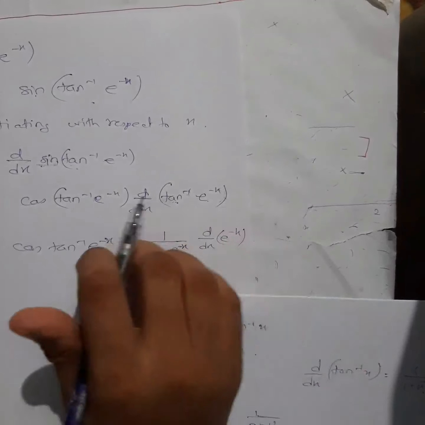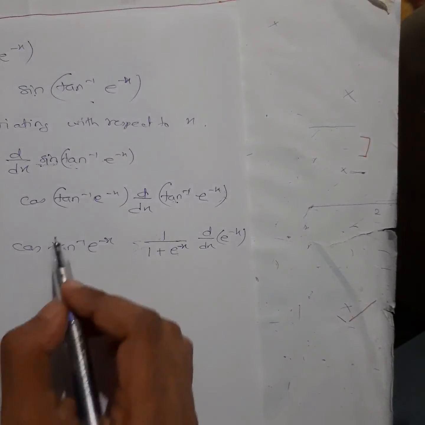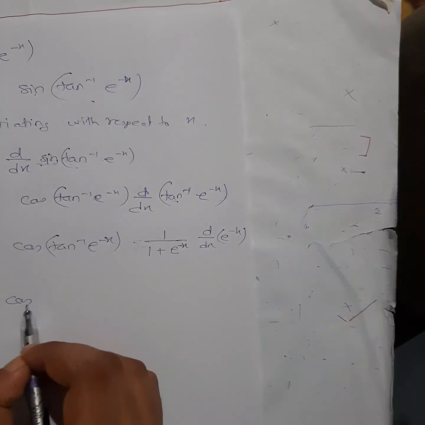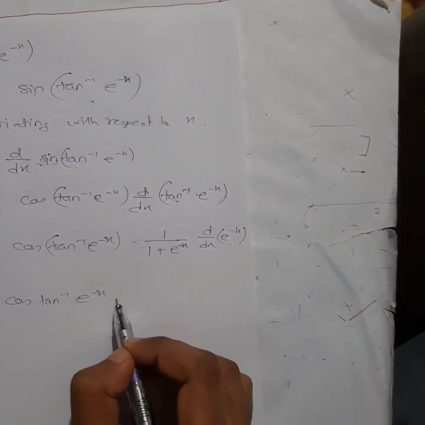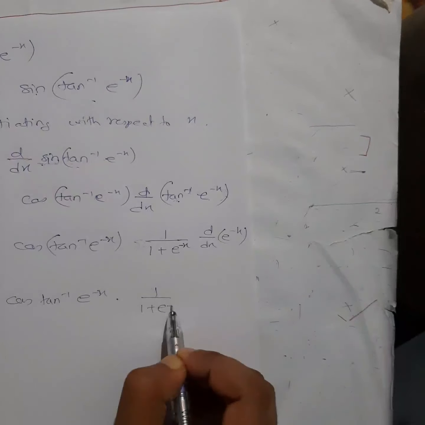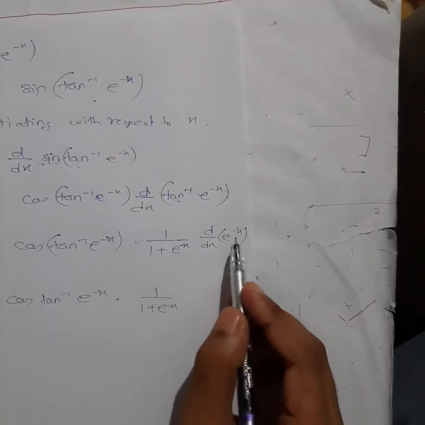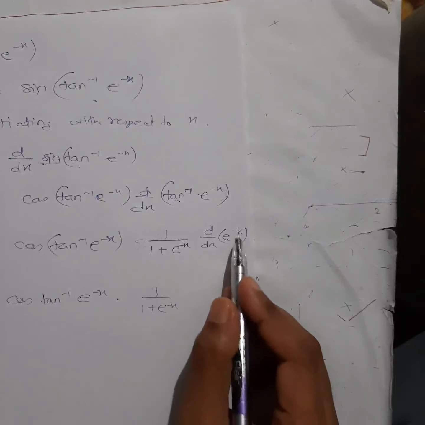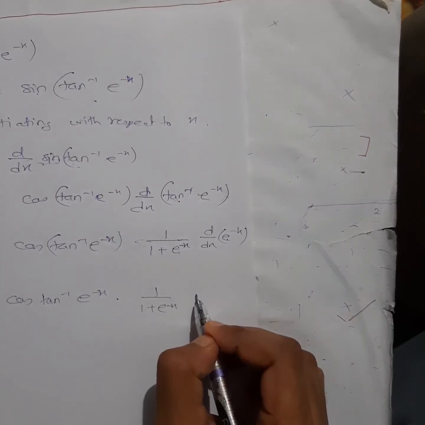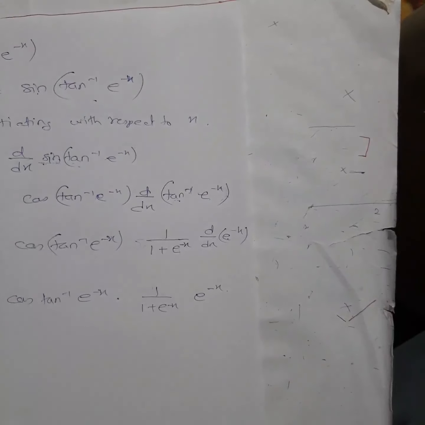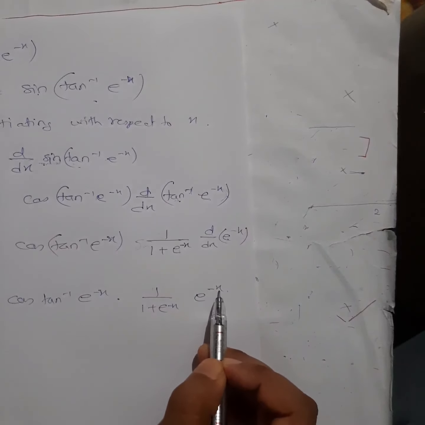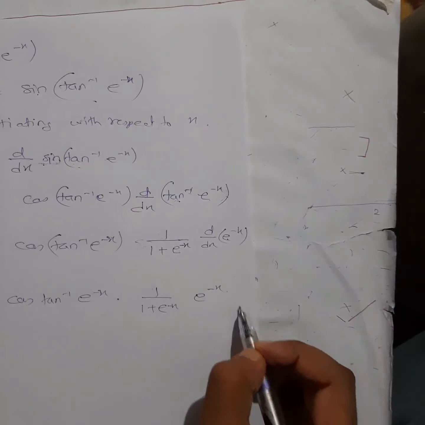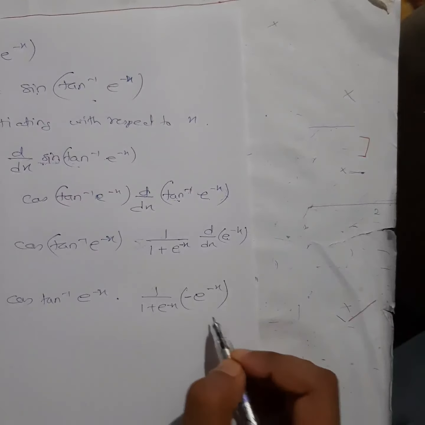So if I differentiate that one again, what I will get is cos(tan inverse e to the power minus x) into 1 by 1 plus e to the power minus x. If I differentiate this one, this is of the form e to the power x. It was e to the power x only, right? But since in place of x you have minus x, if I differentiate again, you will get minus 1. So minus will come here. I hope you can understand.